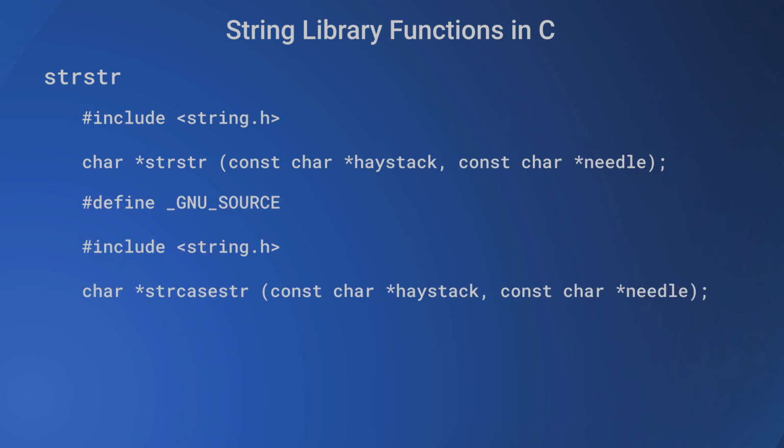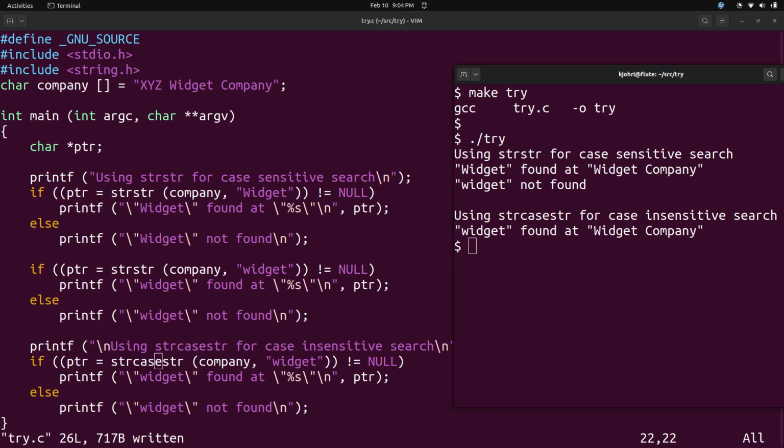If we want case insensitive search, we can use strcasestr. However, it requires a feature test macro, that is _GNU_SOURCE needs to be defined before any of the include files in the program. In this example, the string company has a word widget starting with uppercase W. We can find it with strstr using the substring widget spelled exactly in the same way starting with uppercase W. Suppose we want to find the word widget with characters in either case, we can use strcasestr.